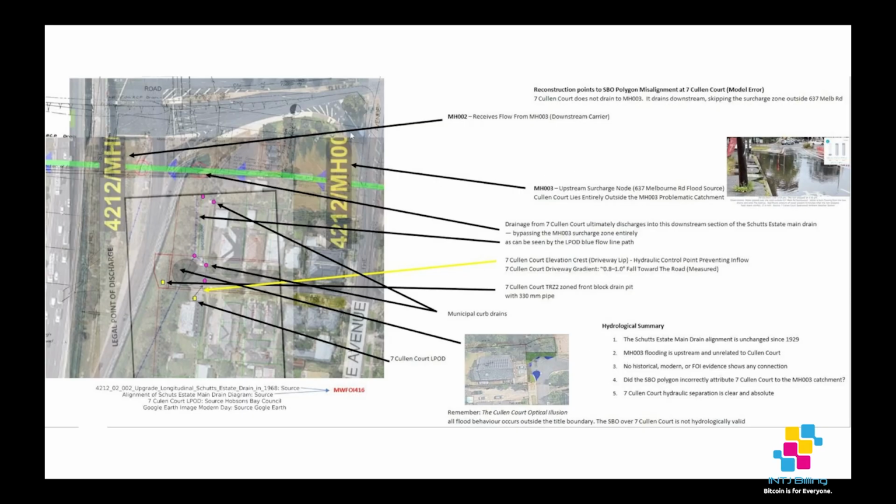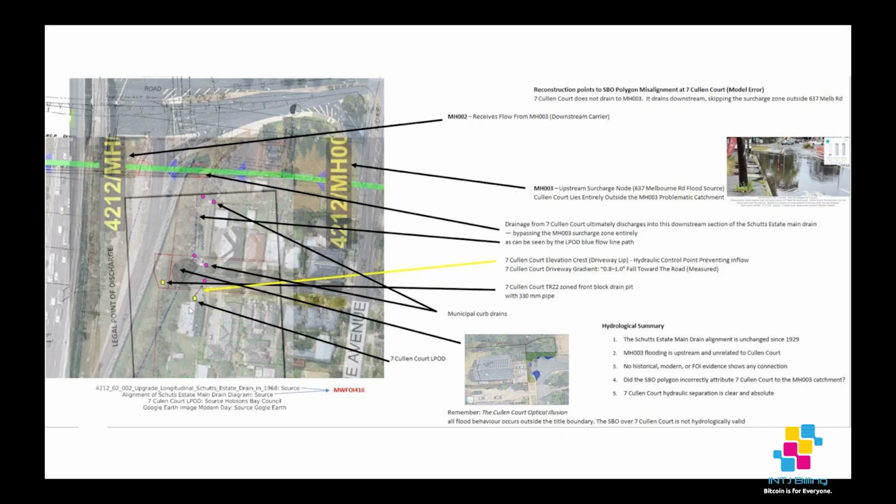MH003, remember that's our problematic node here. The flooding is upstream and unrelated to Cullen Court. There's been no historical, modern or FOI evidence shown that shows any kind of connection. So my question is, did the SBO polygon incorrectly attribute 7 Cullen Court to the MH003 catchment? That's a question that Melbourne Water can answer for me, but one can infer from this collage that the polygon is incorrect, because it's quite obvious.